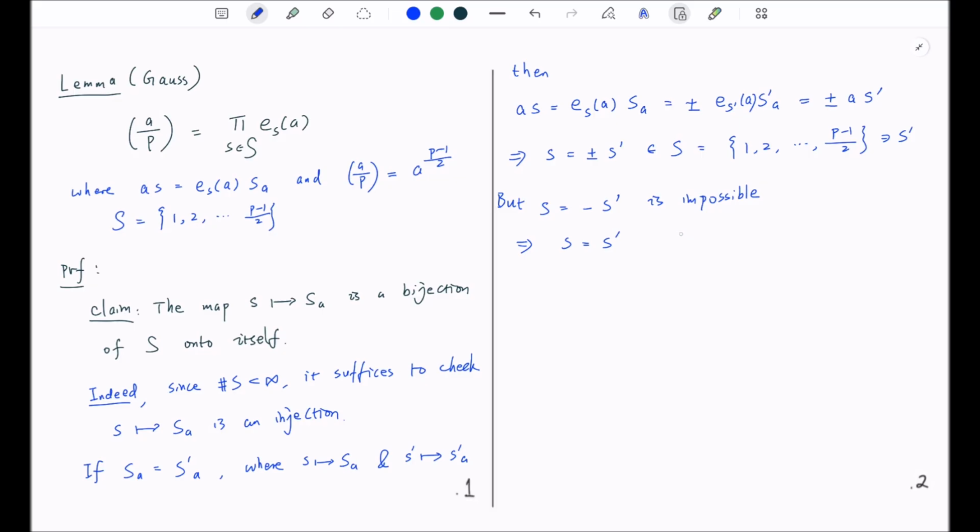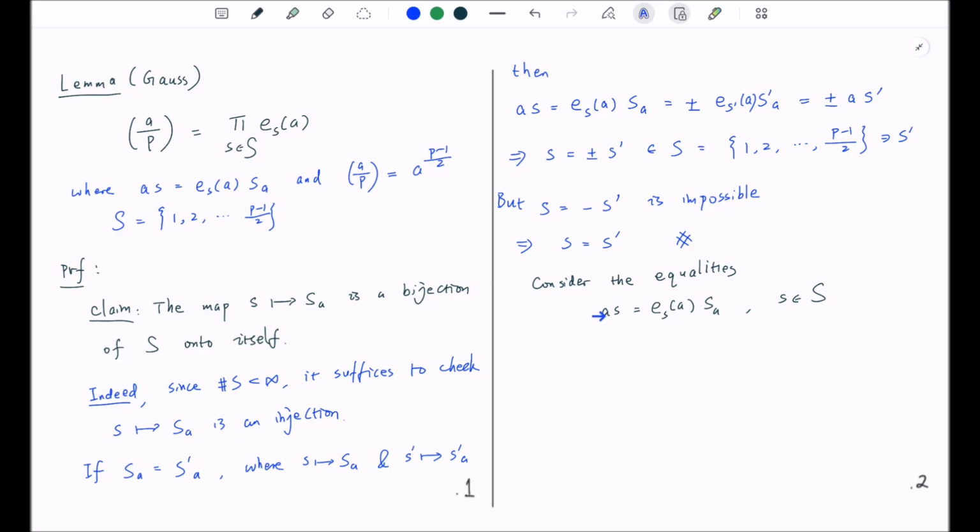And this verifies this claim. Now we have shown that the map sending s to sa is a bijection. How do we make use of this? We consider the equalities as equal to ε_s(a) sa for s in capital S.